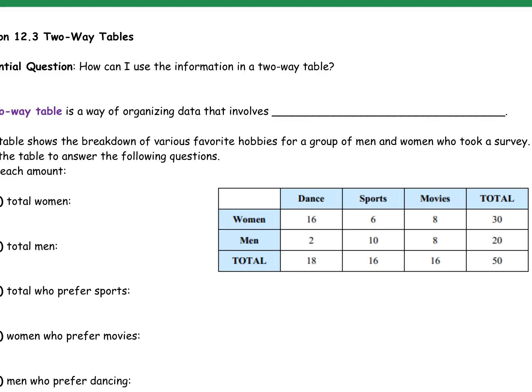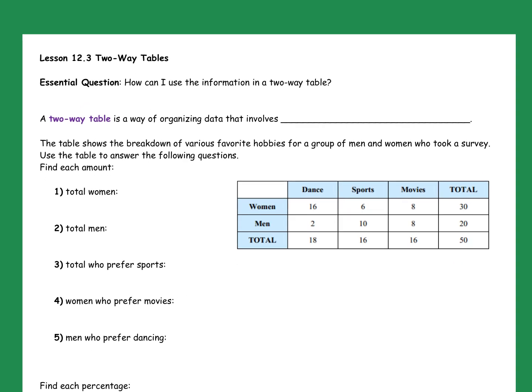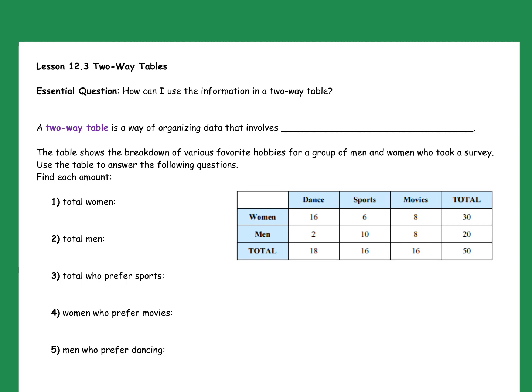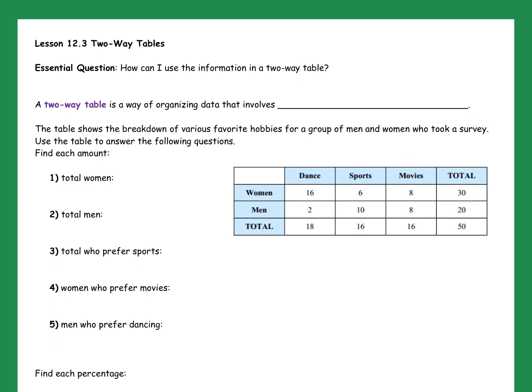Okay, so today we're going to deal with two-way tables. We're still dealing with probability today, and now we're going to look at it a different way. A two-way table is a way of organizing data that involves two different variables. I'm going to say variables because that's easier. Okay, two different variables.